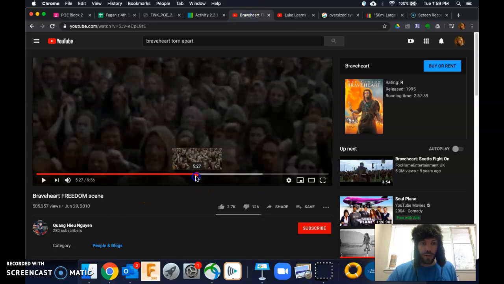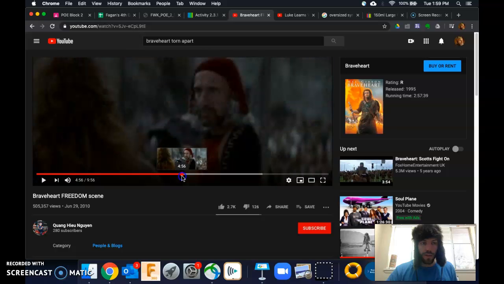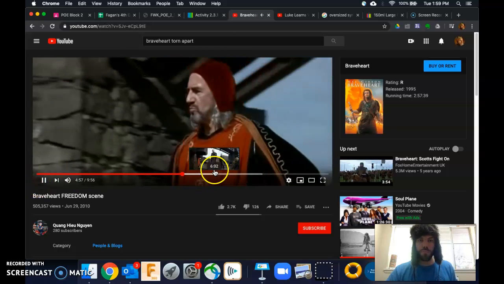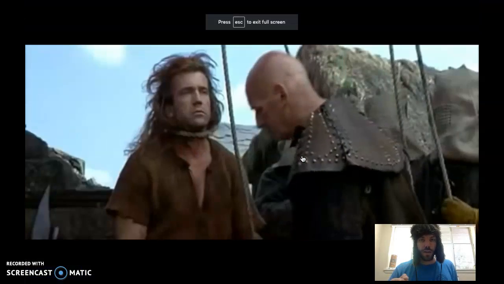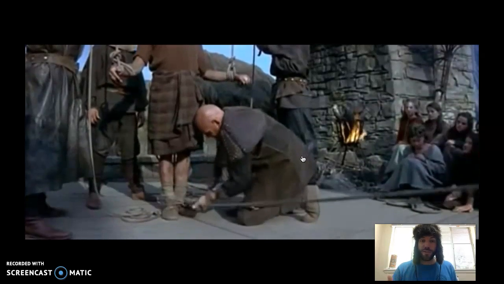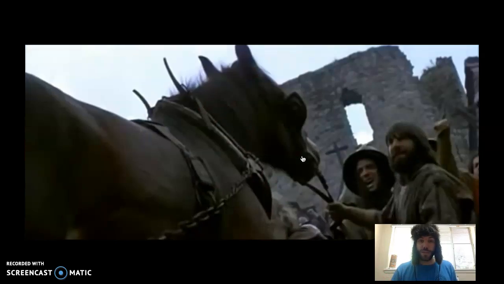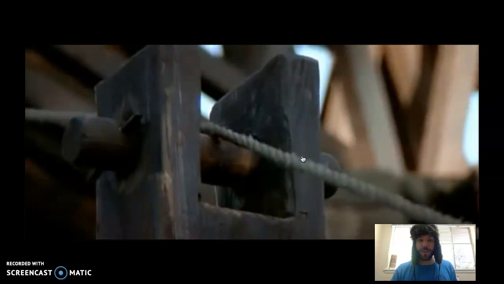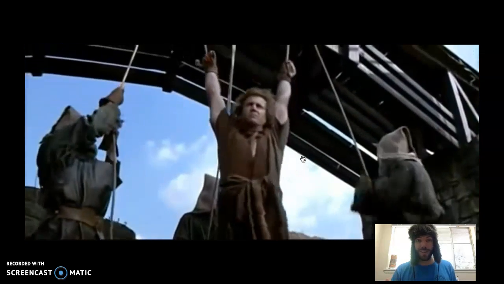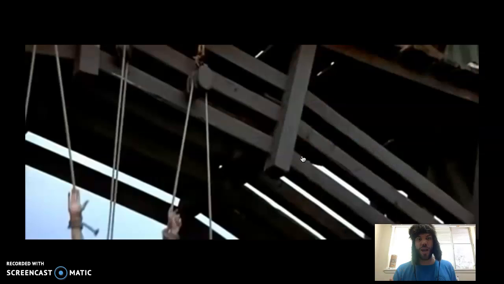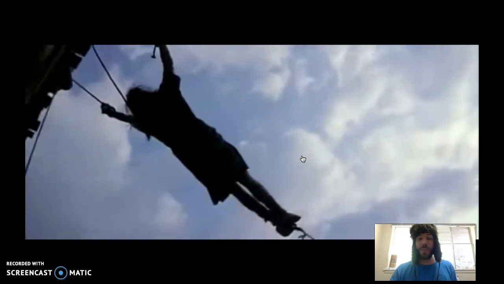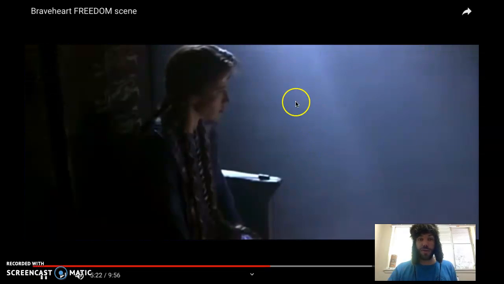Let's go back to where this starts, and we're going to put him on the rack. I don't think you can hear it, so I'm going to narrate. This evil man is tying up his feet. This evil horse is about to pull him. And these evil ropes are going to put him under axial stress. So that's what's happening to poor William Wallace right now.